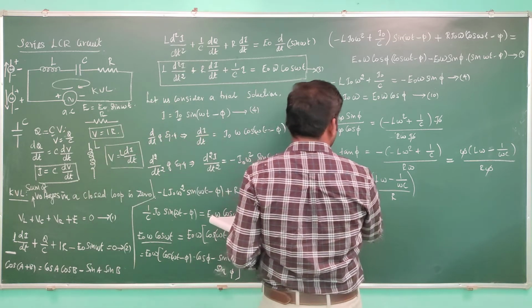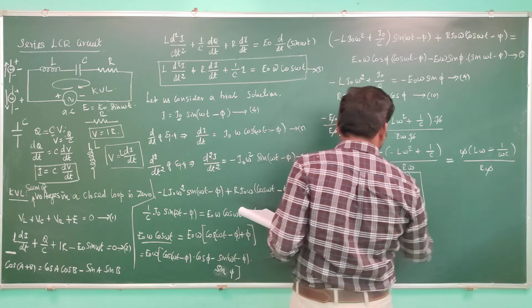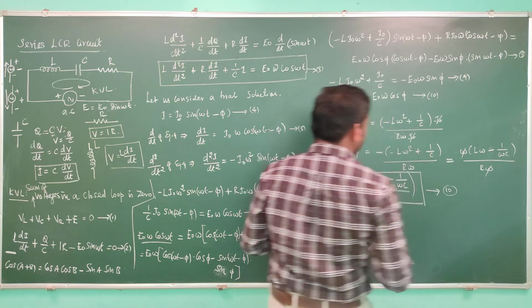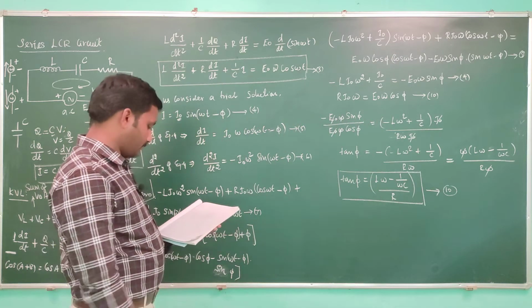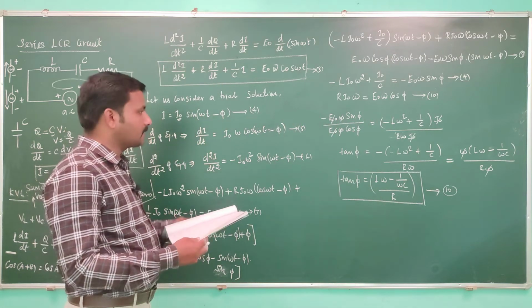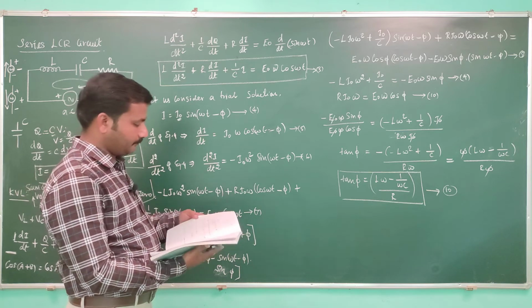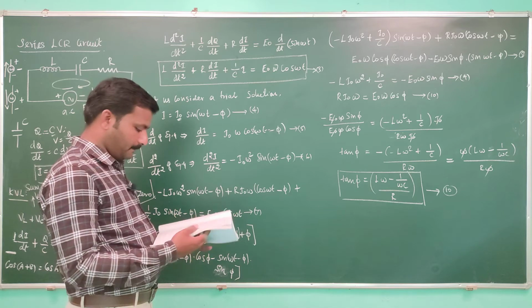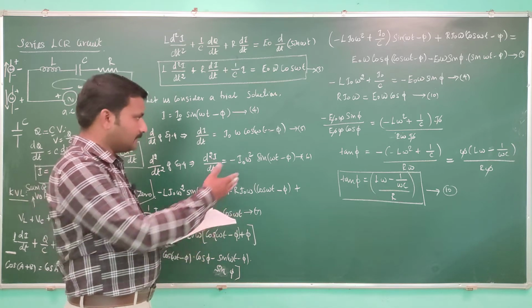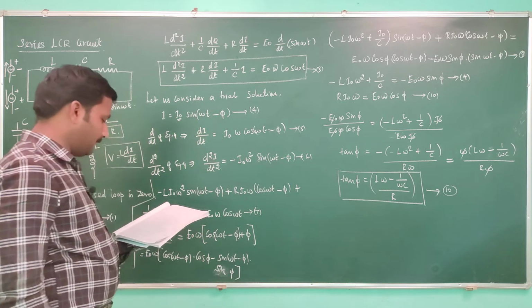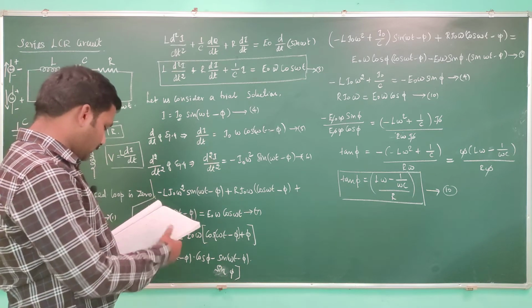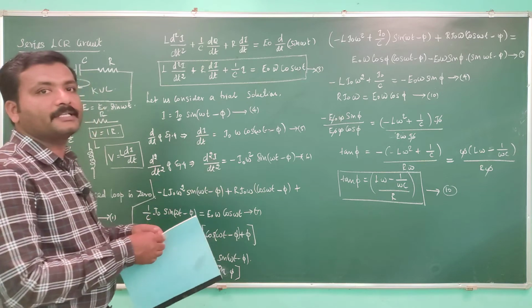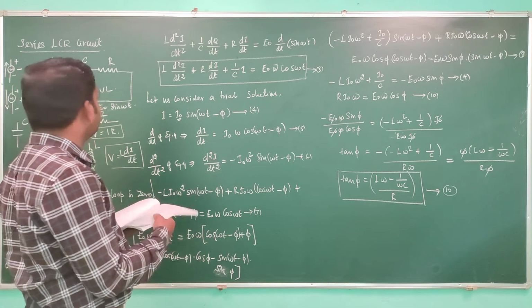So let's write, this is equation number 10. So this gives you the value for tan phi, that is, this gives the phase angle phi. Now we need to calculate the equation for I naught. We have to find the expression for I naught. How to do that?